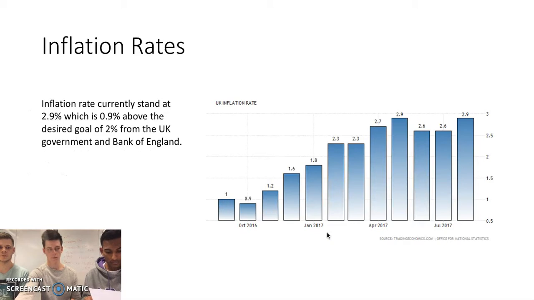Inflation rates are beyond the government's and Bank of England's desired goal of 2%. Inflation currently sits at 2.9%, as depicted in the Trading Economics graph, and is expected to increase to around 3%, as the figure from Trading Economics shows.